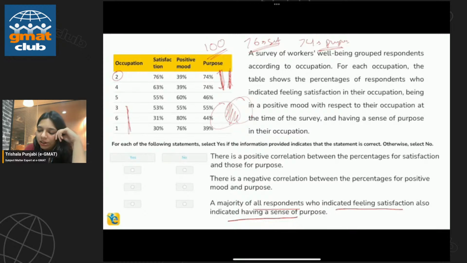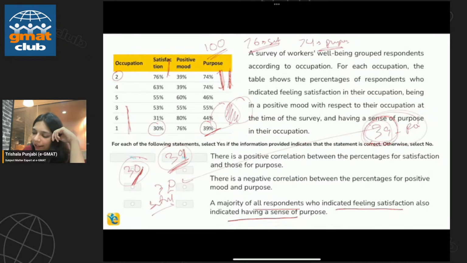If you were looking at 136, what was happening? If you look at 30%, 39%, they could be a completely different set of 30 people who have satisfaction and a completely different set of 39 people who have purpose. Or it could be 39 people who have purpose, and out of those 39 people, 30 people have satisfaction. Does this make sense? We don't know that. They could be either separate people or they could all be the same people who have purpose, and out of that, 30 people have satisfaction.